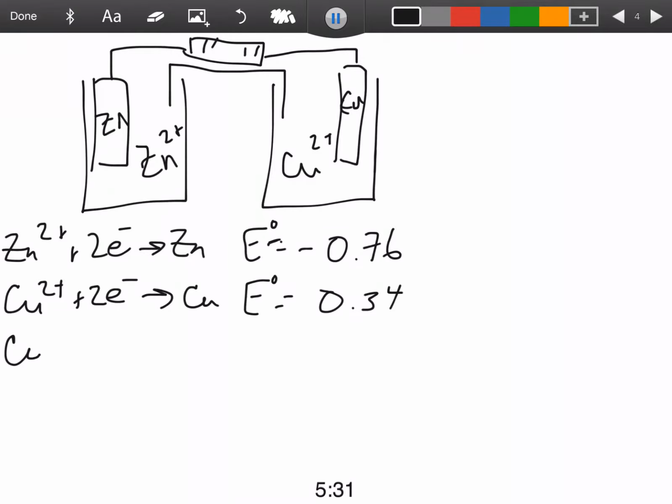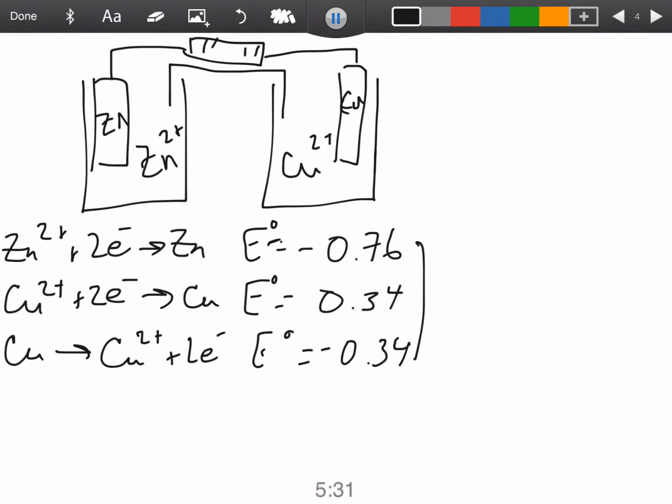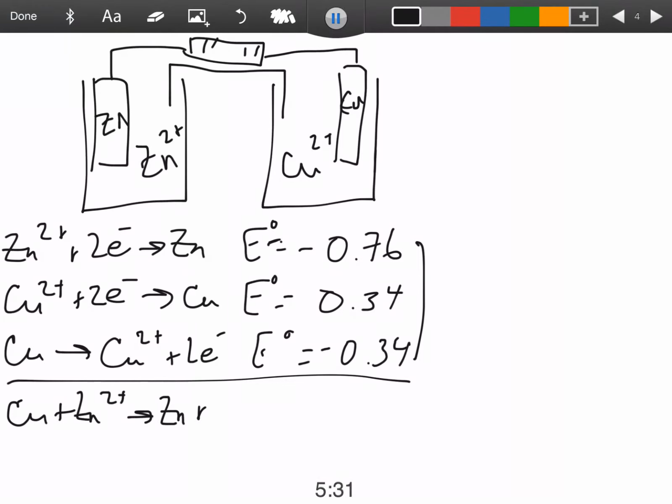So I want to go from copper to copper 2+ plus 2 electrons, and then the E0 will be equal to negative 0.34. Now when I add those two reactions together, I end up with copper plus zinc 2+ giving me zinc plus copper 2+, and the E for this will be equal to negative 1.10 volts, right?